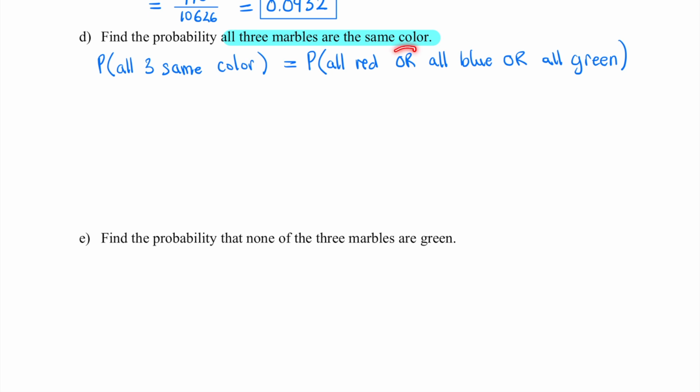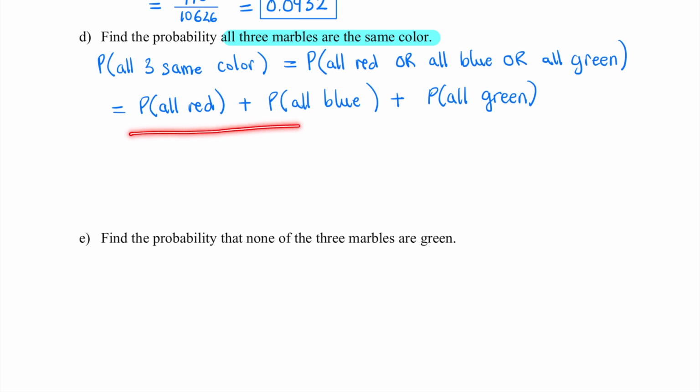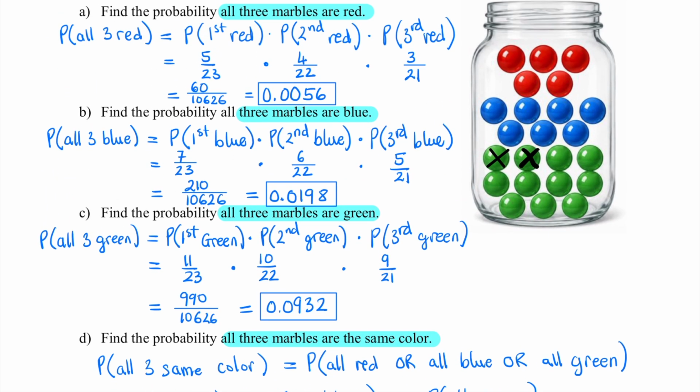So now, this is the probability involving OR. We are going to add the probabilities. We are going to take the probability of all red plus the probability of all blue plus the probability of all green. And these 3 probabilities were found in part A, B, and C. We just need to replace them. This is the probability of all red. This is the probability of all blue, and this is the probability of all green.